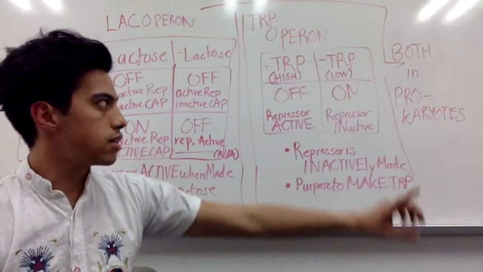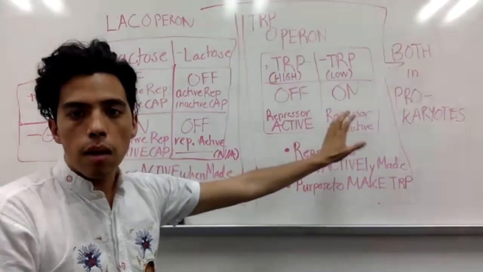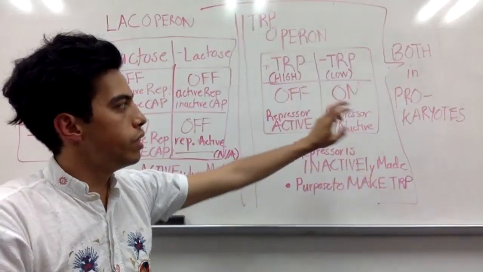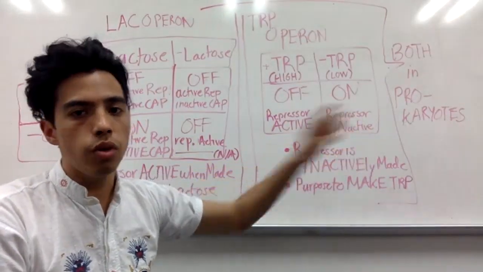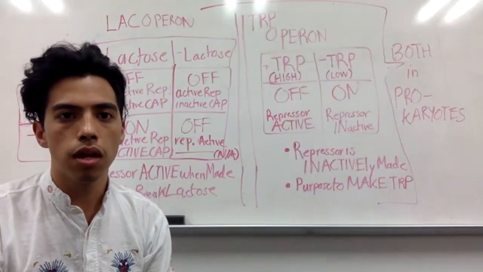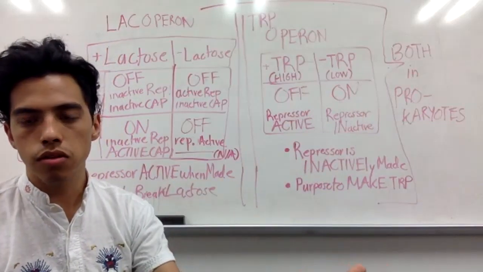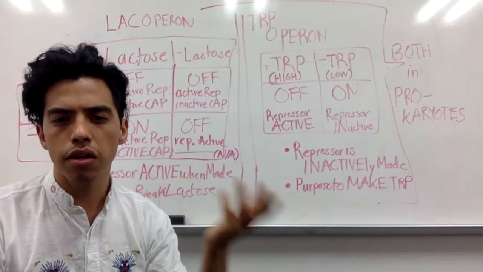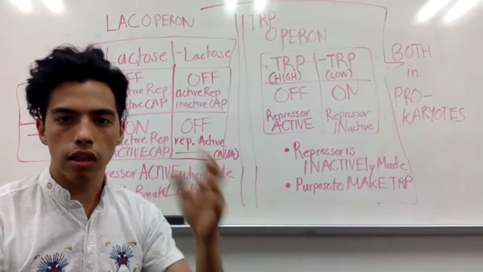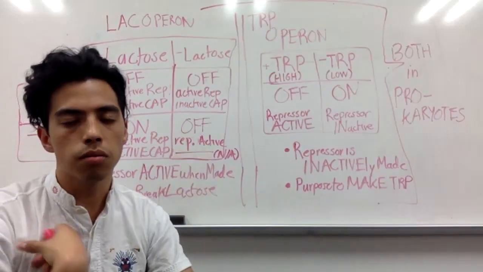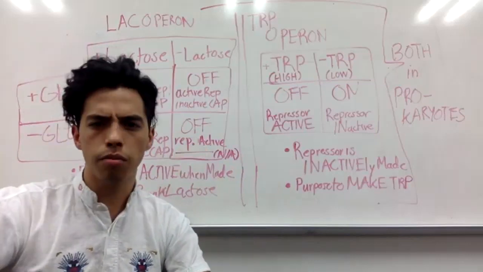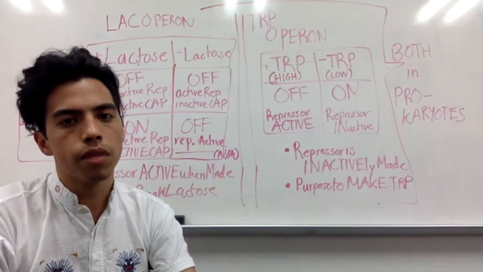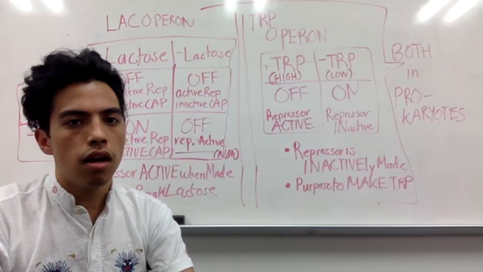The last thing is that both these operons are found in prokaryotes. We don't have them. Even though some people are lactose intolerant and you might think lac operons are in us as well, they're not. It's a completely different process. But yeah, that's about it.